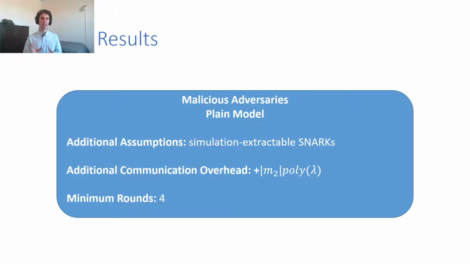Assuming simulation extractable SNARKs, in addition to the previous assumptions, we can lift both of our results into this setting at only the cost of adding a polynomial blowup to the second message of the protocol. And we do have a minimum round requirement of 4 here due to some lower bounds on MPC, which needs to be secure against malicious adversaries in the plain model.